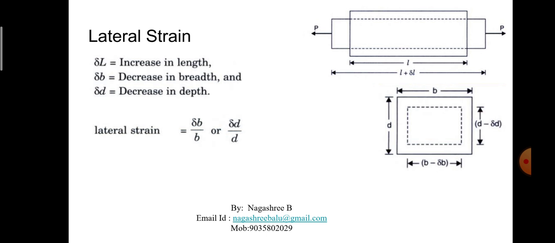So here you can observe the nature of the load applied is tensile in nature, wherein there is an increase in the length and a decrease in the other two dimensions, that is a decrease in the breadth and depth. If the load applied is compressive in nature, then along the direction of the load applied there will be a decrease in the dimension, and perpendicular to the direction of the load applied there will be an increase in the dimension. So this is the concept behind the lateral strain.